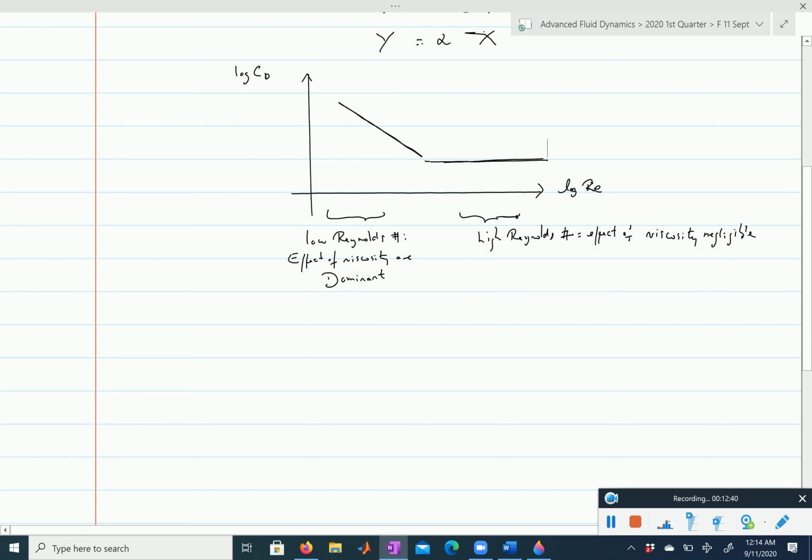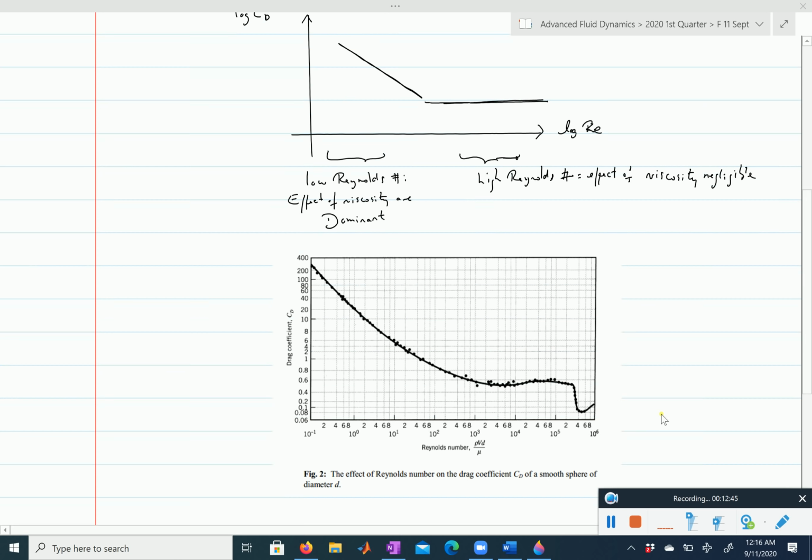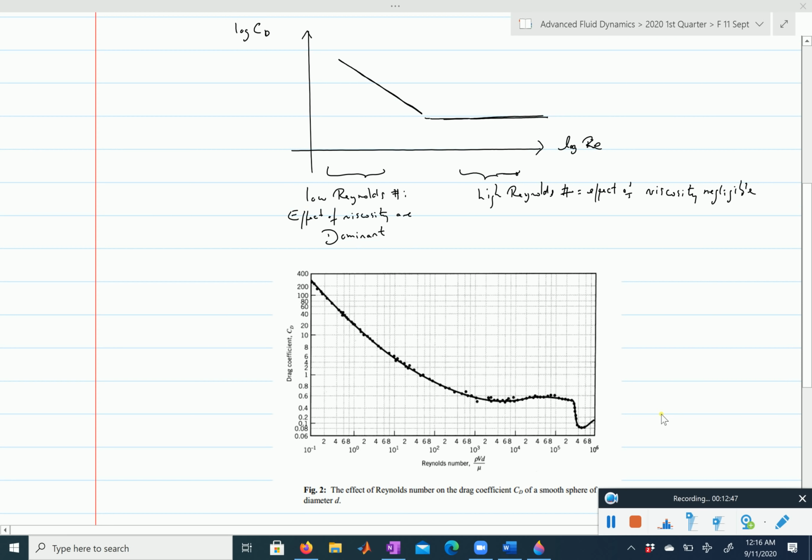Now, what do you get when you actually do the experiment? You get the following. So here is an experimental curve, and you see that you do have, for large Reynolds number, something which is roughly constant here. And when the Reynolds number is really small, well, you have something which looks somewhat straight here.